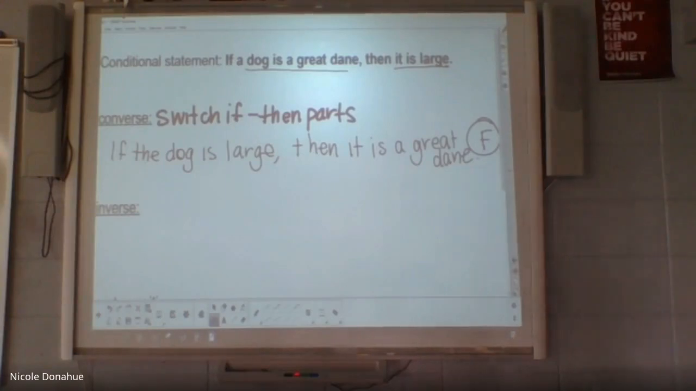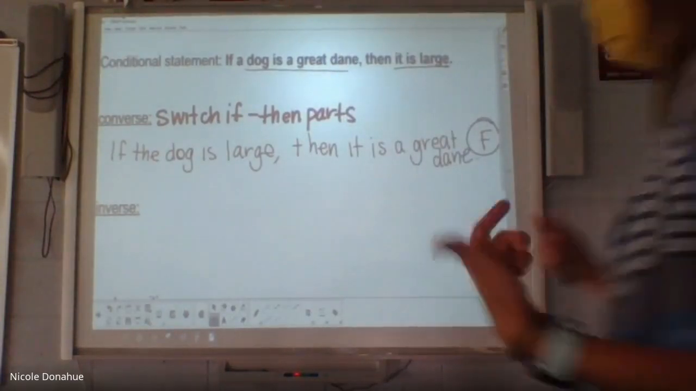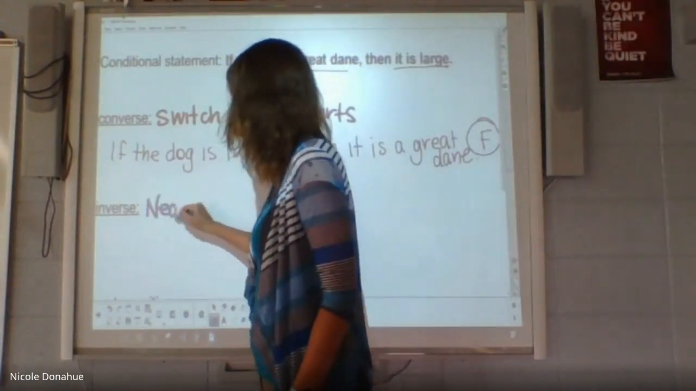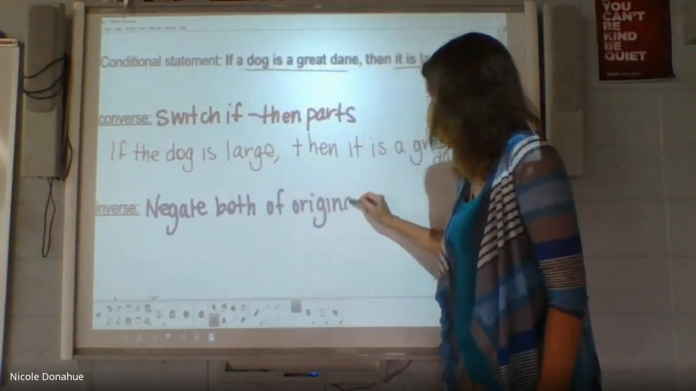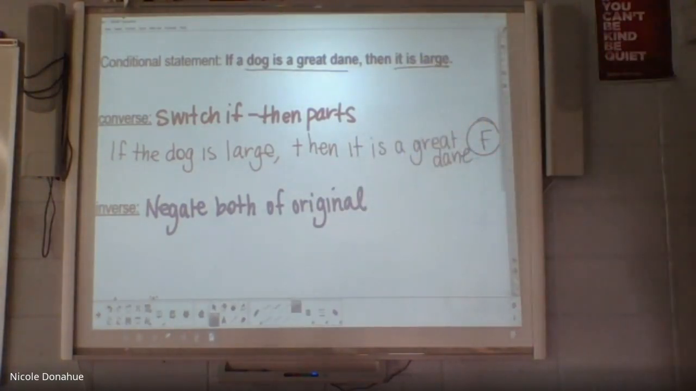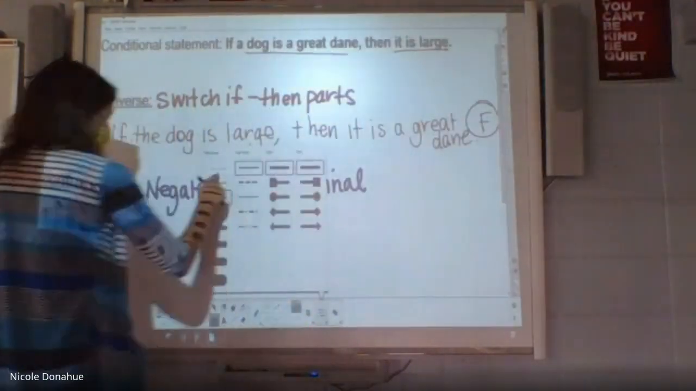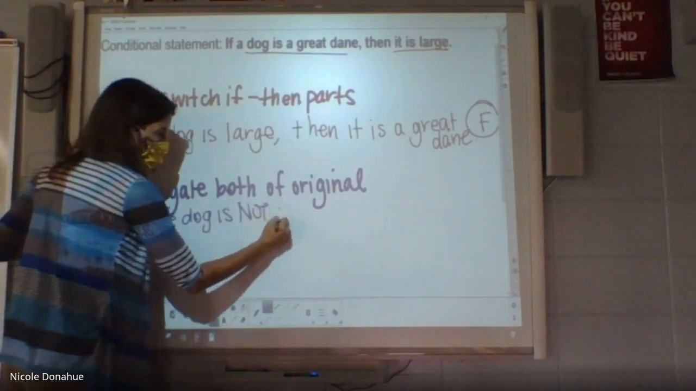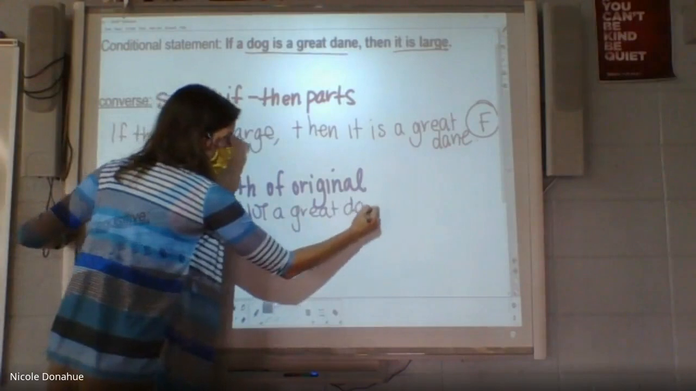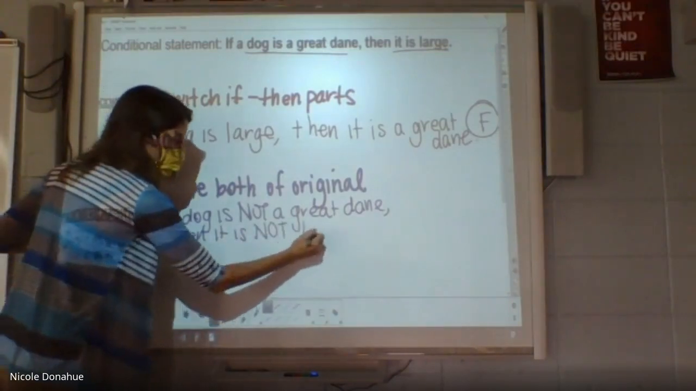The next one is the inverse, and this one we negate both. We talked about the word negation. This time we're going to negate both parts. We're going to go back to the original statement and make them both negative. So we're going to say not in both parts. So if the dog is not a Great Dane, then it is not large. So we put a not in both parts.